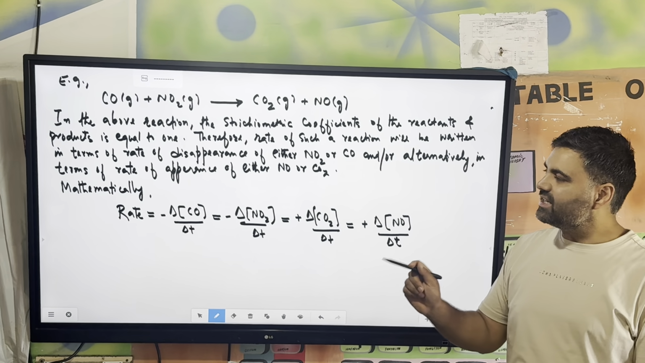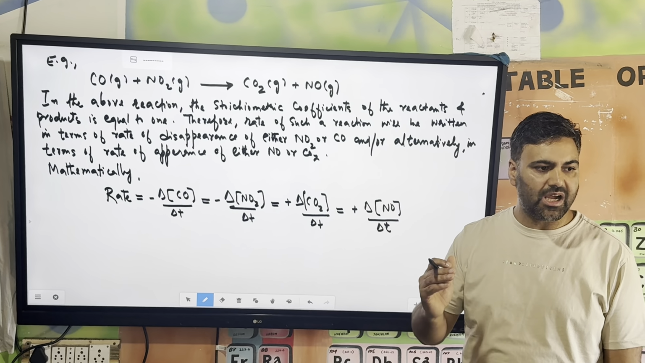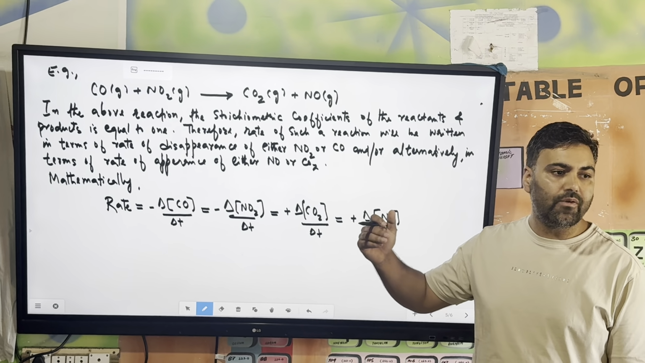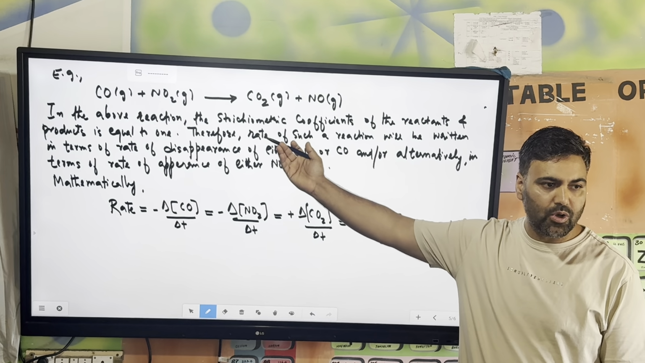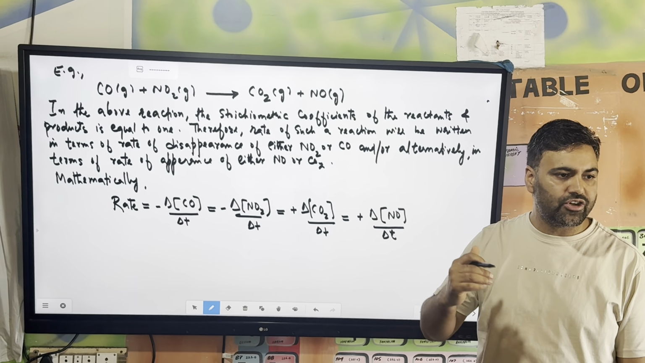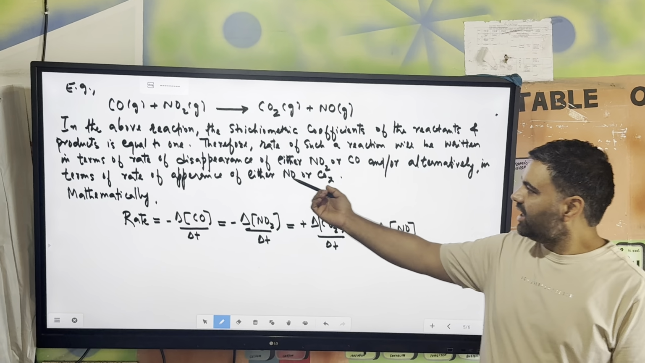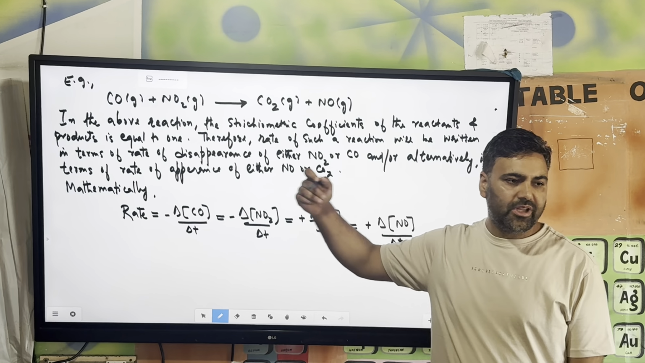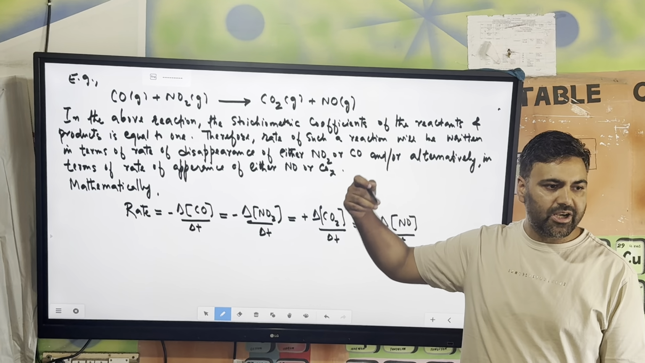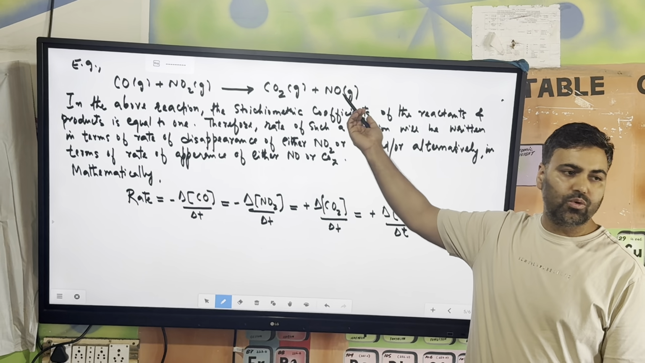1. So in such a case, the rate of the reaction will be written or expressed either in terms of decrease in the concentration of any one of the reactants, that is carbon monoxide or nitrogen dioxide, or increase in the concentration of products, that is carbon dioxide or NO. Or directly we can write here that the rate would be expressed either in terms of rate of disappearance of CO or NO2 or rate of appearance of CO2 or NO.